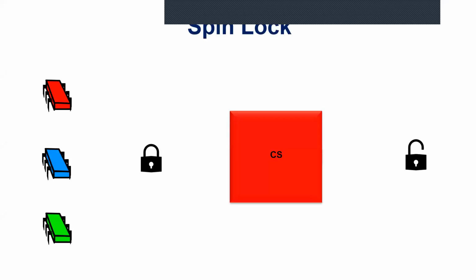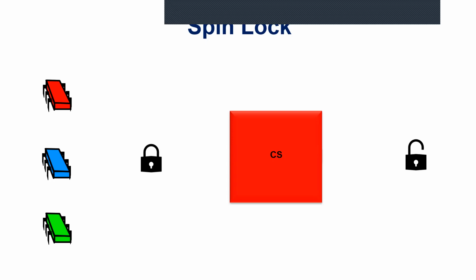The basic idea behind a spin lock is: if the lock is available, the thread can acquire it and proceed with its critical section. If the lock is not available, the thread keeps spinning in a loop until the lock becomes available. Right? Let us consider this example.